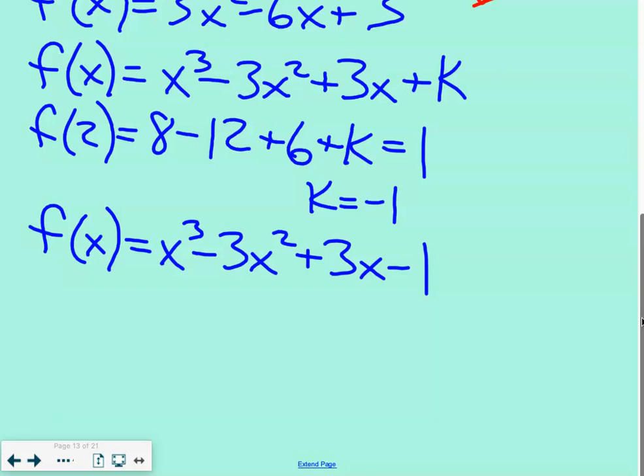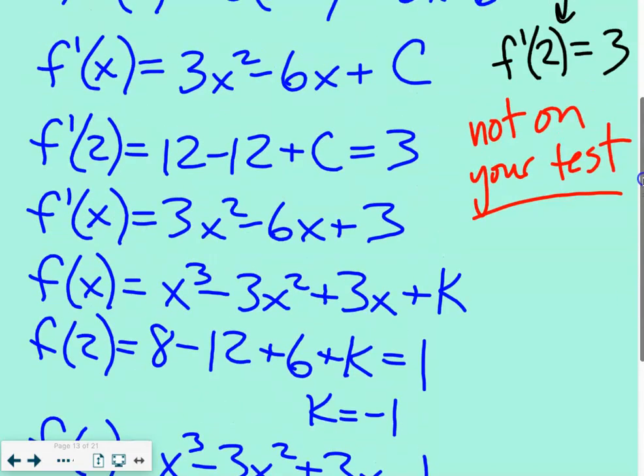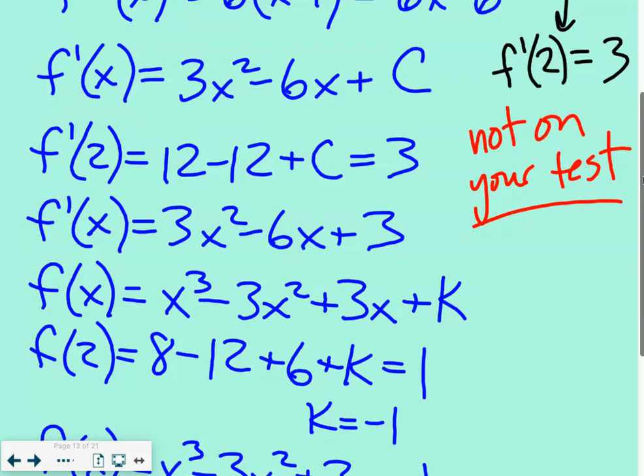I think these are fun. I like doing these. However, it's not on your test. So it's one less thing to study. It will show up on a test.